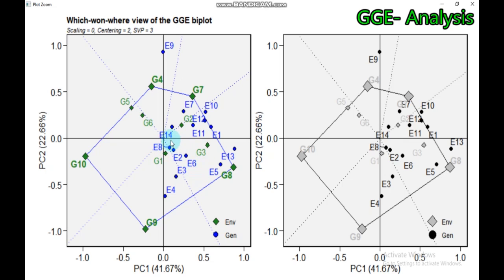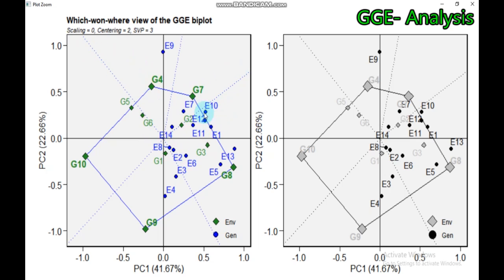So a genotype located at the origin would be ranked the same in all environments. For example, genotypes that are near this origin would rank the same in all environments. That means, for example, G6 will have the same yield in 9, in 10, 13, 15, and 4. So those genotypes found at the origin would have the same rank across all the environments, and are not at all responsive to the environment.